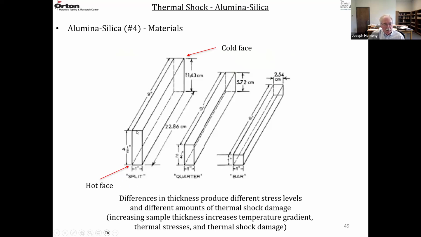So the bigger the sample, the bigger the stresses, the more thermal shock damage. So the differences in thickness produce different stress levels and different amounts of thermal shock. So if you increase the sample thickness, you increase the temperature gradient, you increase the thermal stresses, and you increase the thermal shock damage.